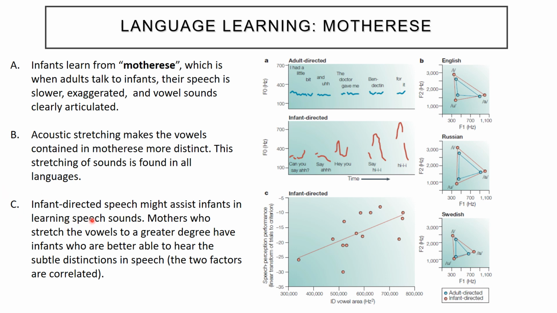Well, it turns out infant-directed speech might assist infants in learning speech sounds. Mothers who stretch the vowels to a greater degree have infants who are better able to hear the subtle distinctions in speech. And these two factors are actually correlated. That's shown here in C. So this is showing the kind of stretching that occurs, a measure of the degree to which stretching occurs. And there's going to be variability in this area.